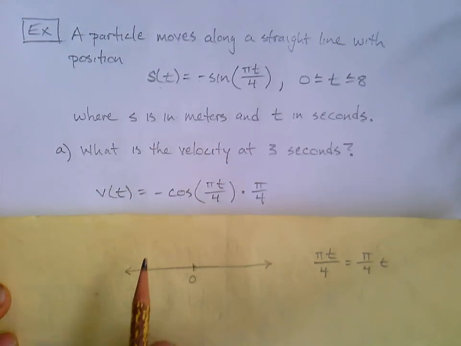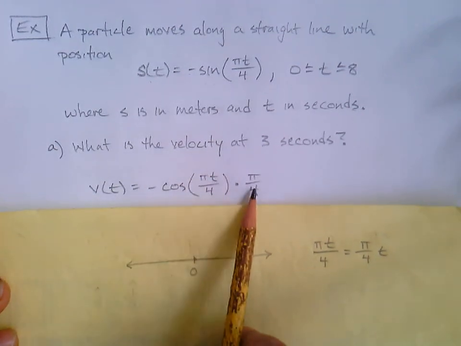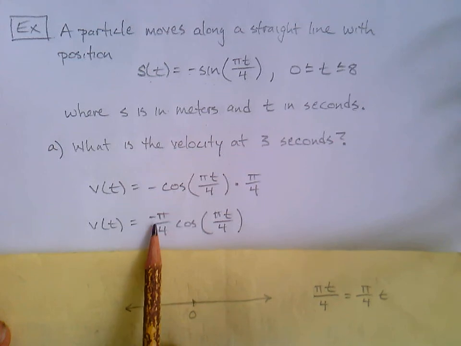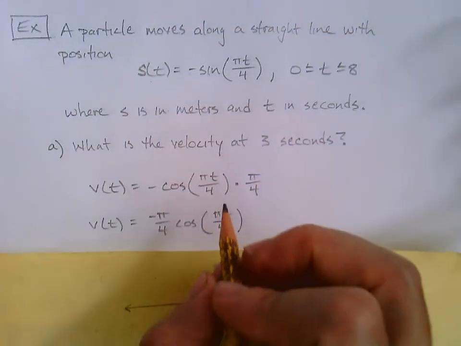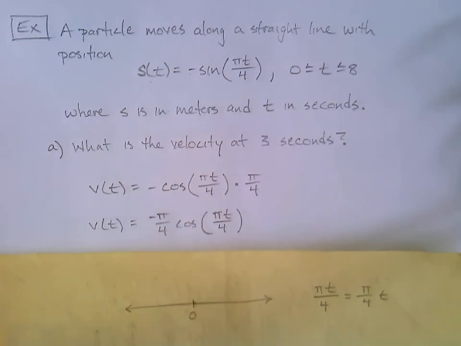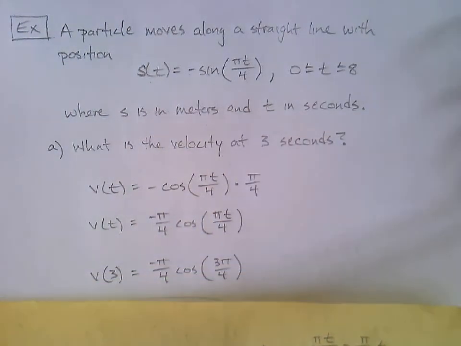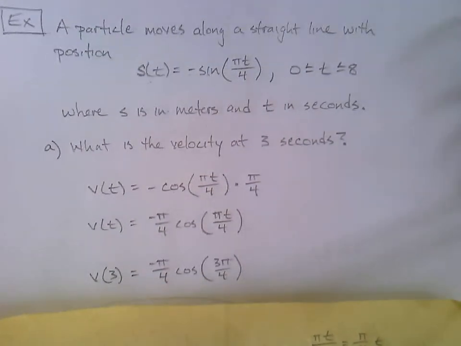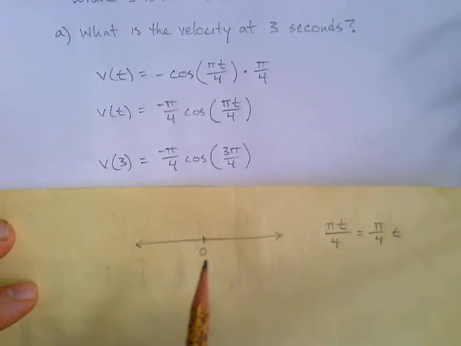Okay, so in any case, that's our velocity. Let's clean that up. We can move maybe that pi over 4 out front. That looks a little bit better. Negative pi over 4 times the cosine of pi t over 4. All right, then we plug in the 3. And if you haven't already, grab a calculator. Unless you want to do this from memory.